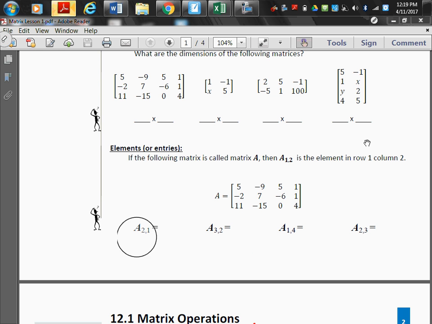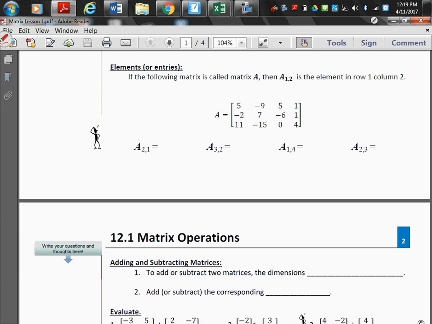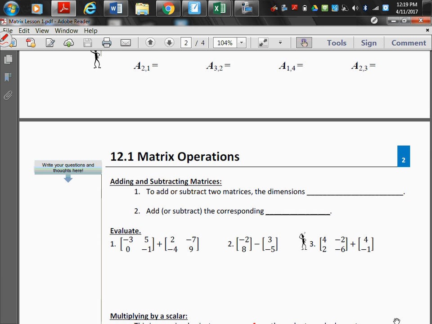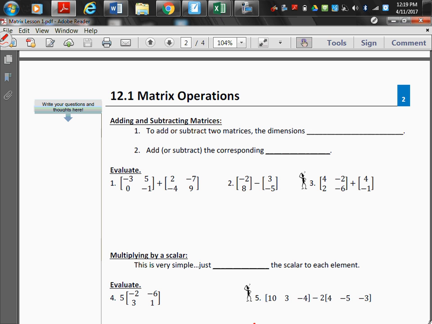Alright, so we're going to go to the first part: doing operations with a matrix. Adding and subtracting. To add or subtract two matrices, the dimensions must be exactly the same. So your dimensions must be exactly the same.